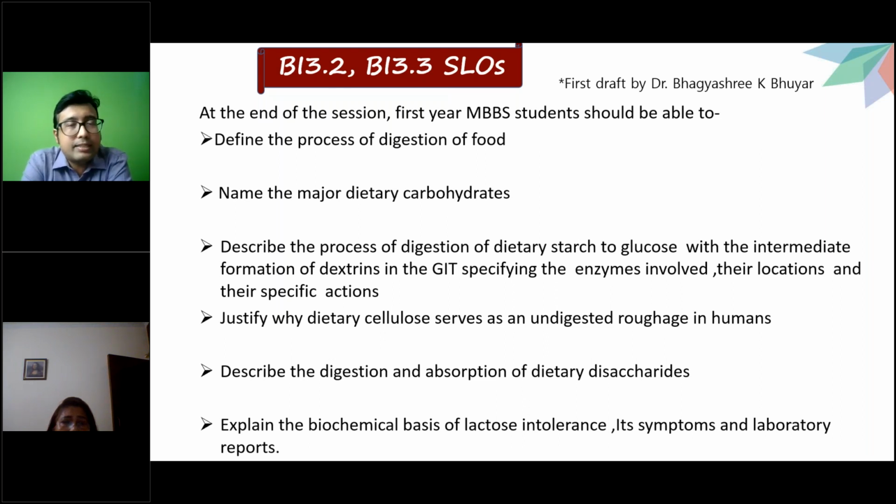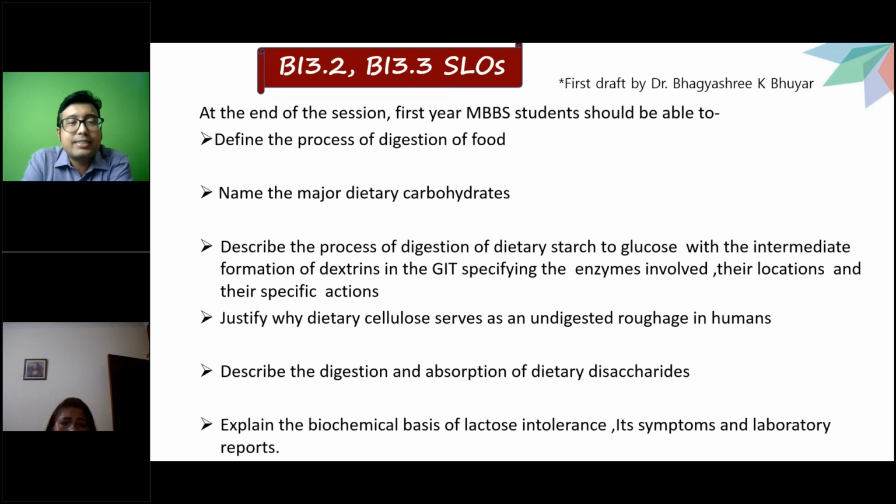At the end of the session, the first year MBBS student should be able to define the process of digestion of food, name the major dietary carbohydrates, describe the process of digestion of dietary starch to glucose with the intermediate formation of dextrins in the GIT, specifying the enzymes involved, their location, and their specific actions. A big objective, but all of it is important, each and every word.